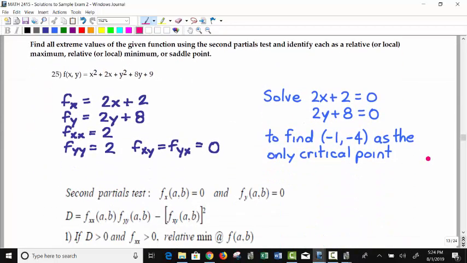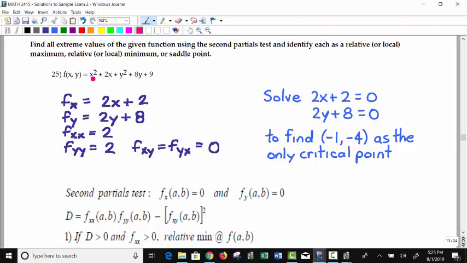Number 25. Now we're getting into finding the extreme values, mins and maxes, using the second partials test and all that good stuff. All right, so we have to get obviously the first partials to get the second partials. We have to use the first partials to get the critical points.